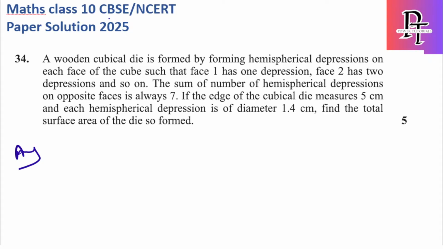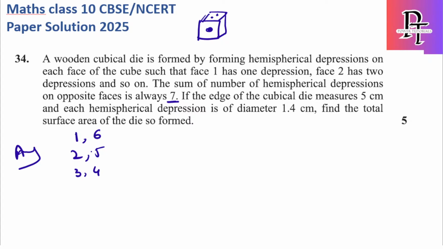Hope everyone has played Ludo or Snake and Ladder. They will have a dice something like this. Each dice will have some depressions, like hemispherical depressions, the first face can have 1, the second can have 2, and so on. The condition is that the sum on opposite faces is always 7. So if 1 is on the top, then 6 will be at the bottom. If 2 is on the top, 5 will be at the bottom. If 3 is on the top, 4 will be at the bottom, because the sum should be 7.